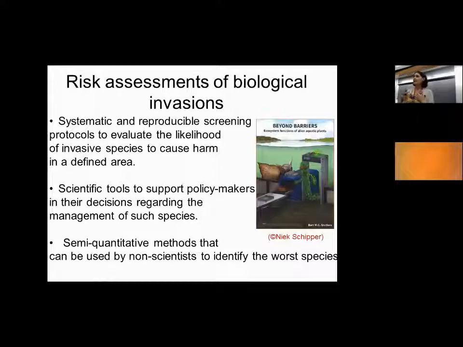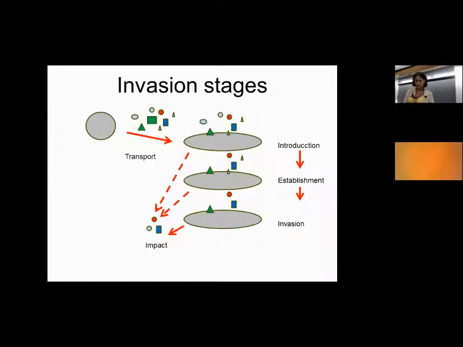The idea is that they can be used by non-scientists to identify the worst species. Many scientists will use them, and we develop these protocols, but one of the main ideas is that many people can use them if they know a little bit about these species and if the scientific information is available. So these risk assessments can inform about which species will be transported, which ones can be introduced, which ones have the largest likelihood to be established, to invade, and to cause impact, right?